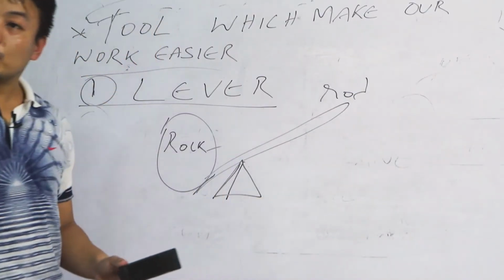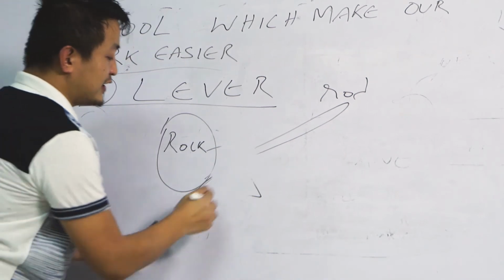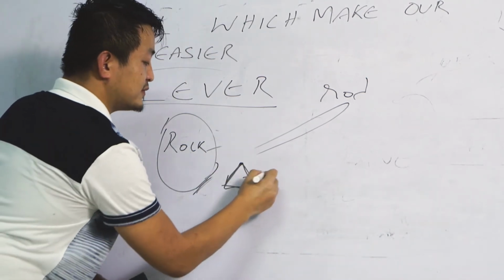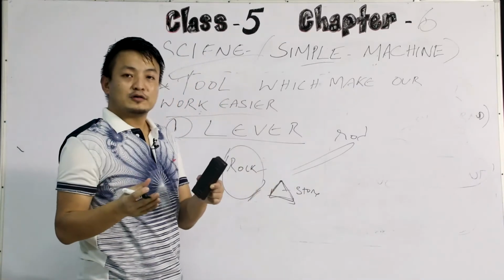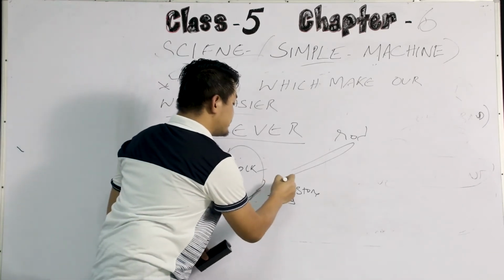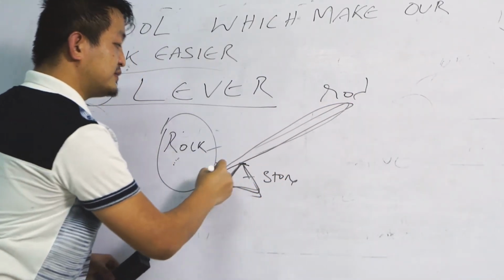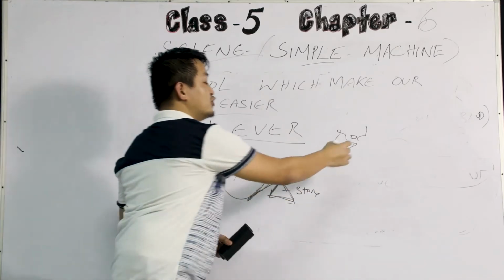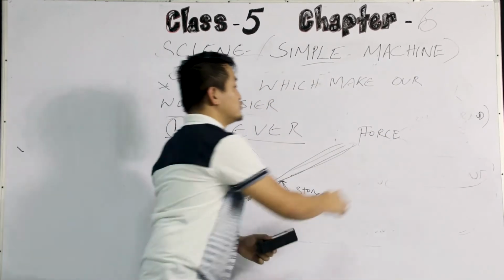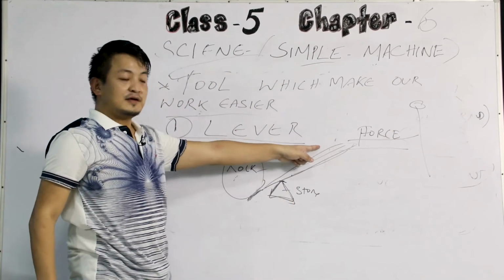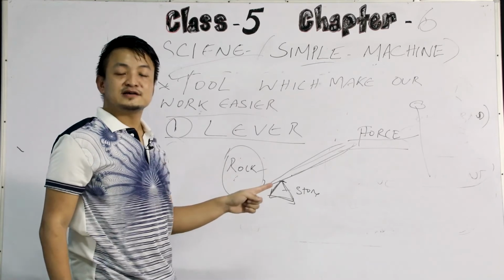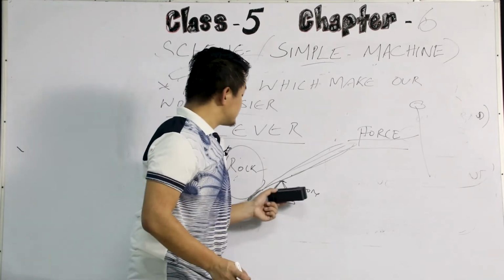If we put a support, if this is a rock we are trying to push, and we keep a small stone, not that very small, but smaller than the rock we are trying to push, and we keep this rod above the stone, and now you apply a force over here by holding this rod which is taking the support of the stone, you will be able to push this rock easily. Clear? Right?